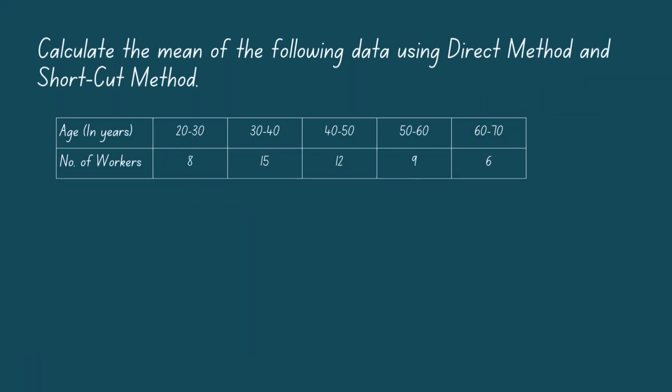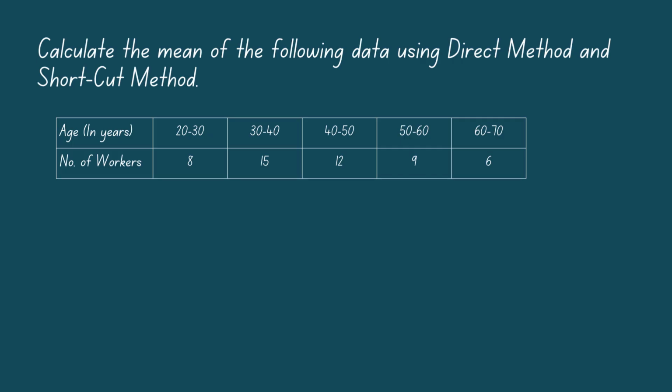Let's try one more question. Calculate the mean of the following data using direct method and shortcut method. We have a table where we have age in years, we have class interval, and then we have number of workers, which means how many workers fall within that age range. And we are going to find the mean using both direct method and shortcut method.